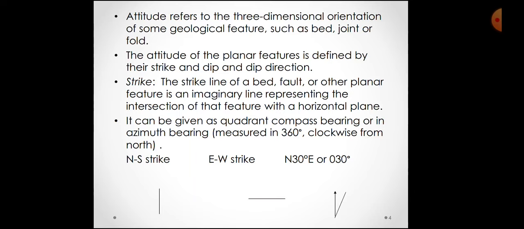Strike. The strike line of a bed, fault, or other planar feature is an imaginary line representing the intersection of that feature with a horizontal plane. It can be given as a quadrant, compass bearing, or in azimuth bearing measured in 360 degrees clockwise from the north.